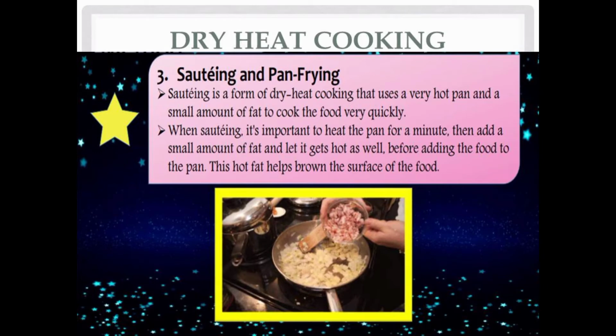Next is sautéing and pan frying. Sautéing is a form of dry heat cooking that uses a very hot pan and small amount of fat to cook the food very quickly. When sautéing, it's important to heat the pan for a minute, then add a small amount of fat and let it get hot as well before adding the food to the pan. This hot fat helps brown the surface of the food. So in other words, sautéing and pan frying is our ginisa.